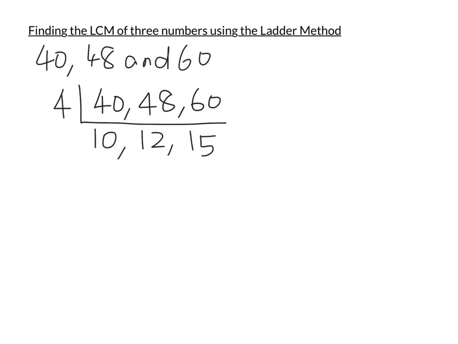And now think about whether there is any common factor of 10, 12, and 15. You could see that there is no common factor between 10, 12, and 15. So 4 will be the GCF of 40, 48, and 60. We need to continue the ladder to find the LCM of the remaining three numbers, 10, 12, and 15. There's no common factor of the three numbers.